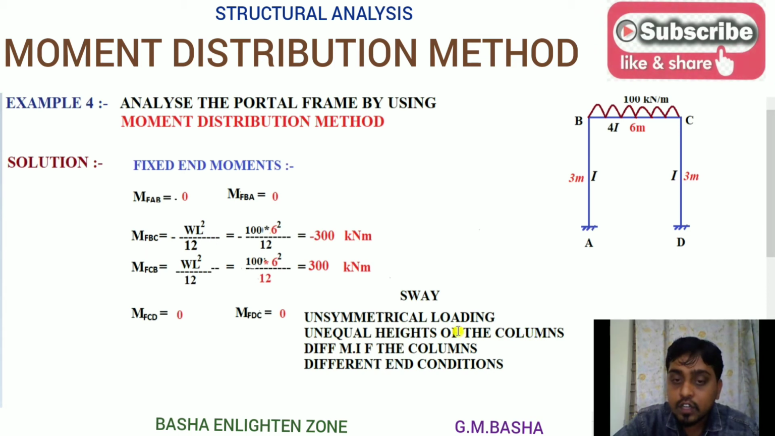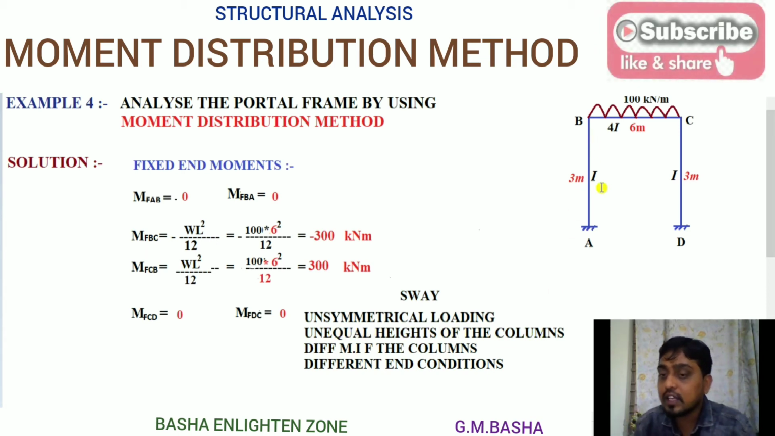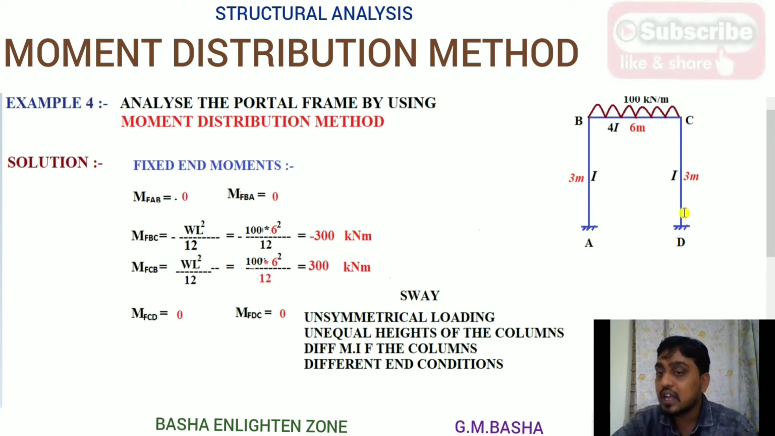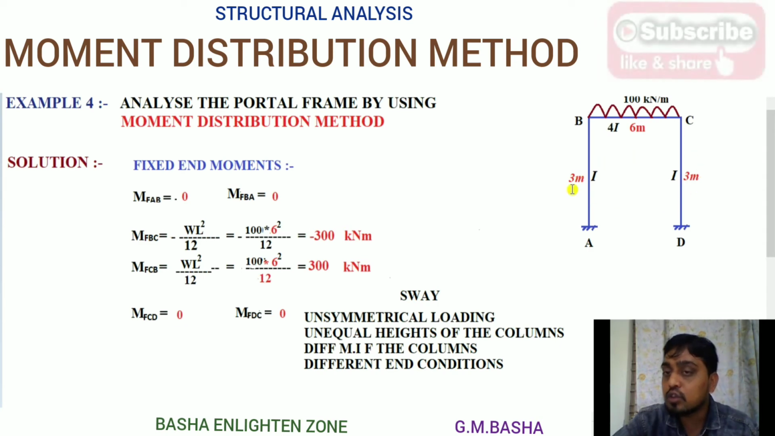The second condition for sway analysis is unequal heights of the columns. If you observe, the columns could be 4 meters and 3 meters. For example, AB will be 3 meters and CD will be 2 meters or 4 meters, which is less or more than 3 meters. At that time, there will be a difference in the heights of the columns, so the frame leads to sway analysis. But here in this problem, the column heights are equal.